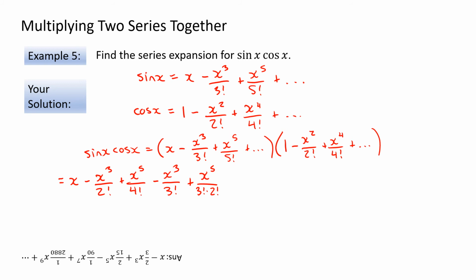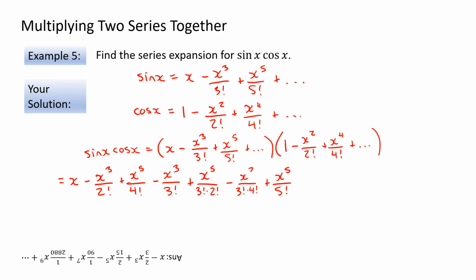Next we have negative x cubed over 3 factorial times x to the exponent 4 over 4 factorial. So that becomes negative, because you have a negative and a positive, x to the exponent 7 over the 2 denominators, 3 factorial times 4 factorial. Okay? Our last term in the leftmost bracket, x to the exponent 5 over 5 factorial. Multiplying this out, we get x to the exponent 5 over 5 factorial times 1 gives us plus x to the exponent 5 over 5 factorial.